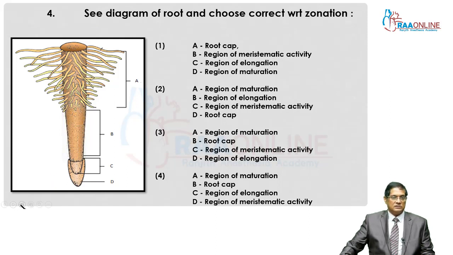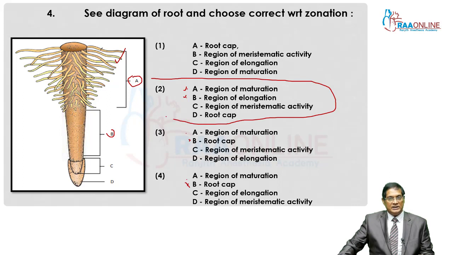The regions are asked: A, B, C, D. A, basal portion with root hairs. This is the zone of maturation. A is the zone of maturation, and C, maturation is given in 3 options. So let's proceed to the second one. B, zone of elongation. Again C, it is with this, and this one is also right. And these two are now rejected because B is mentioned as root cap in them. So the only filtered answer is this one.